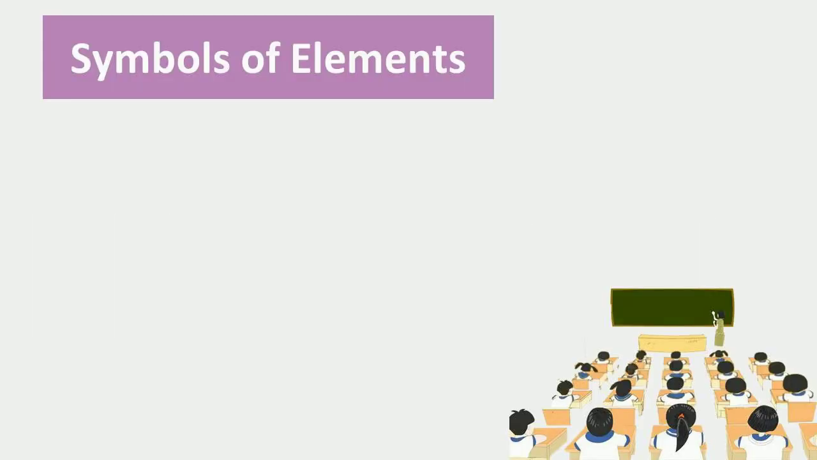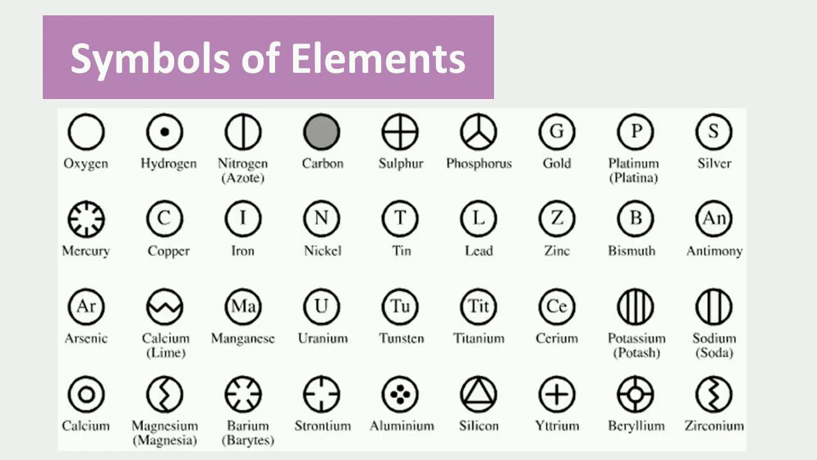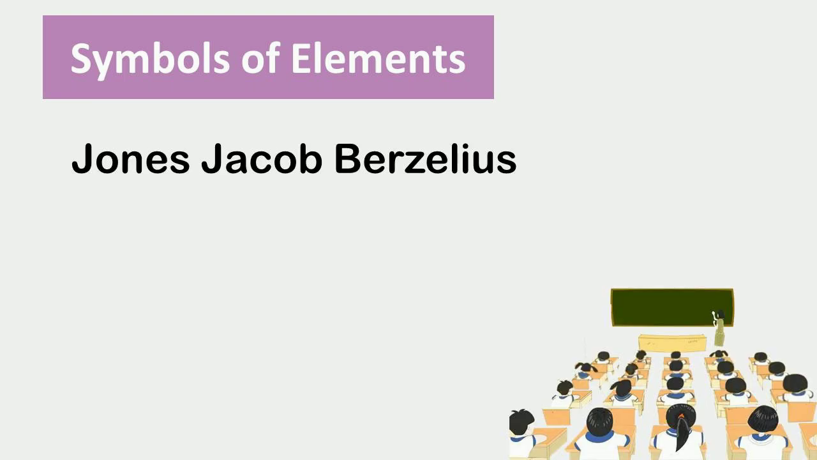So starting with symbol, an abbreviation used to represent an element is called a chemical symbol. It represents the short form of an element. Earlier, pictorial symbols were used as chemical symbols of elements. But this system was later discarded because these were difficult to remember and draw. The modern system of representation of elements was given by a Swedish chemist, Johannes Jacob Berzelius. He suggested that alphabets could be used as symbols to represent elements.